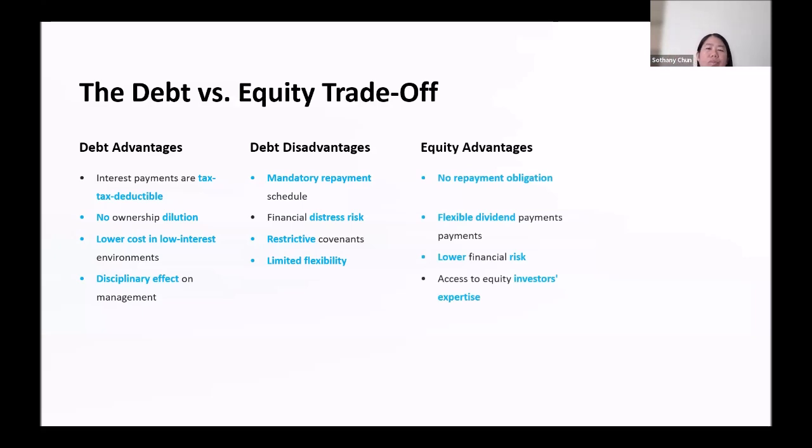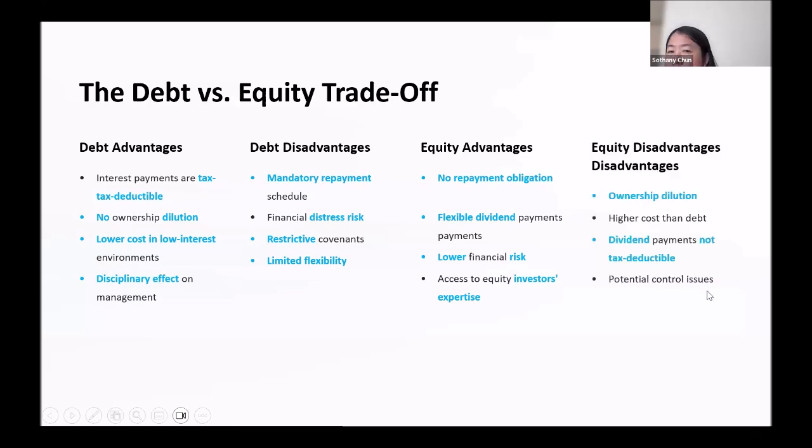While for equity, the advantages are no repayment obligation compared to debt, flexible dividend payments, and lower financial risk because we don't have the commitment of a mandatory payment schedule, plus access to equity investor expertise. Once you have an investor in the company, you can access their expertise and knowledge in order to improve the operations, the process, and the profitability of the company. The equity disadvantage is ownership dilution of the share and higher cost than debt.